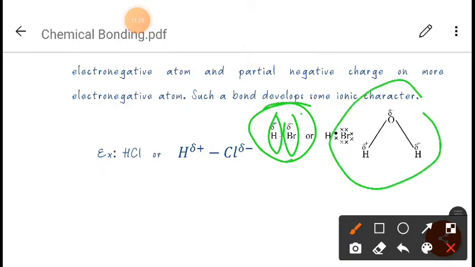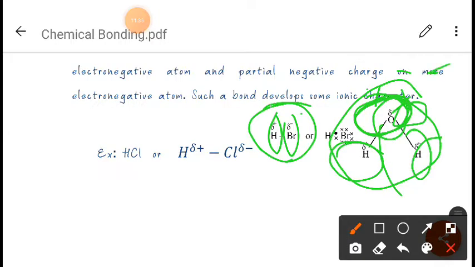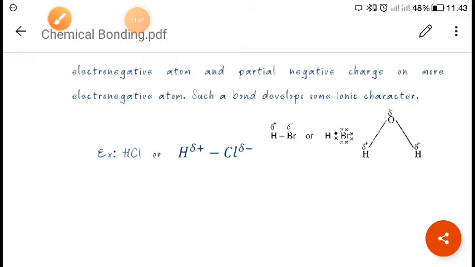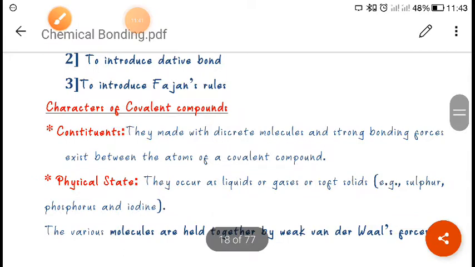In the same case, when we talk about H2O, here also oxygen is more electronegative than these two hydrogens, so this oxygen will carry a partial negative charge, and this hydrogen will carry partial positive charge. So I hope you have understood this, what is covalent bond, what is polar and non-polar covalent bond, right? Now next we will see the characteristics of covalent compound.